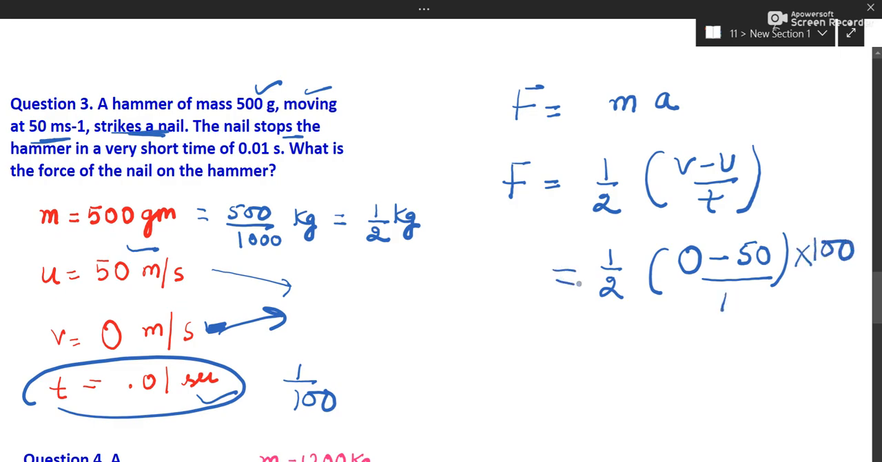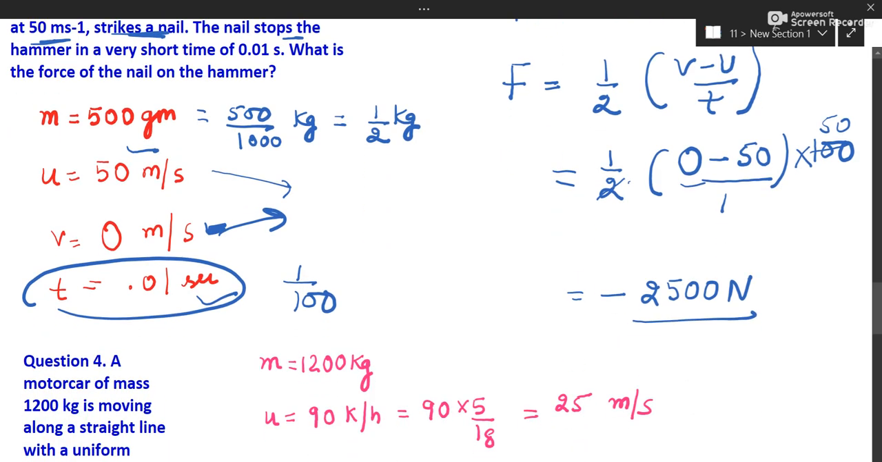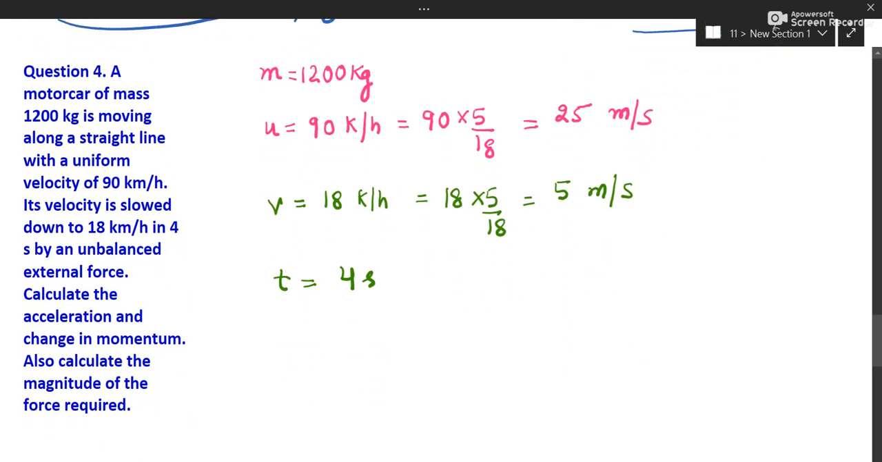Okay, so this is your force. 0 is gone. So it's like 50, and 50 into 50 is 2500. So minus 2500, let it be in minus. Minus means the force is retarding in nature, opposing the motion. Okay, so this is the final answer. Let us go to the next question.